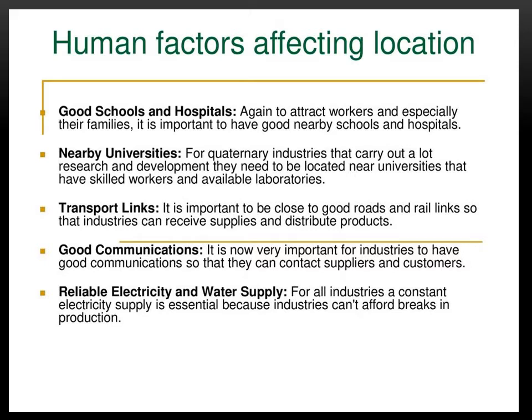In transport links, it is important to be close to good roads and rail links so that industries can receive supplies and distribute products. Good communication: it is now very important for industries to have good communication so that they can contact suppliers and customers. Reliable electricity and water supply: for all industries a constant electricity supply is essential because industries can't afford breaks in production.